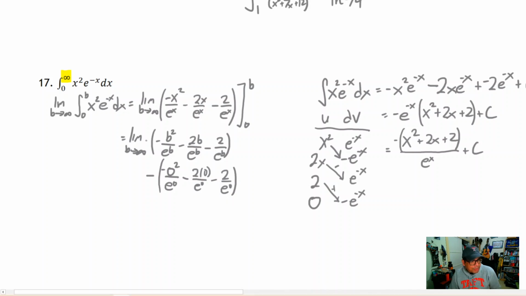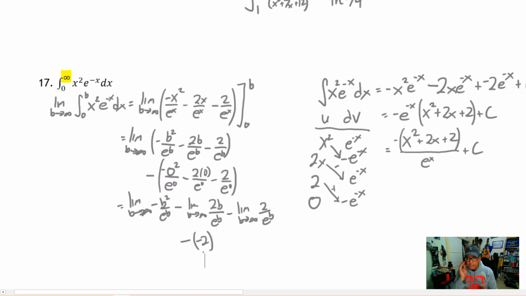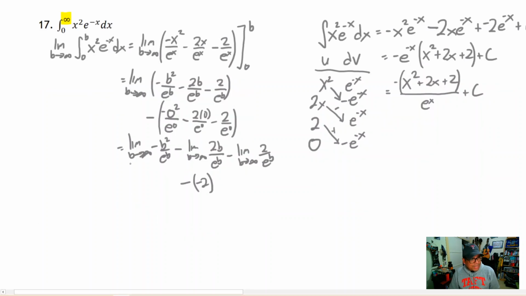Okay, for my first limit part here, we can definitely take the limit of each one of those addends separately. So let's do that. Of course, for that second part of the substitution, when I substitute 0, I'm left with -2. And now there are 3 limits I need to deal with. This first limit, we'll start with this one, is an indeterminate form. As b goes to infinity, b squared goes to infinity, and e to the b also goes to infinity. So we're okay to use L'Hopital's rule there.